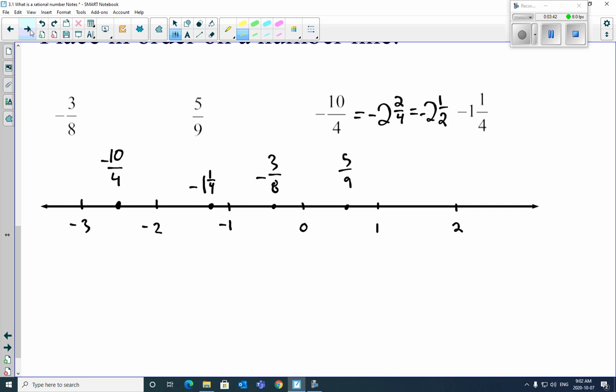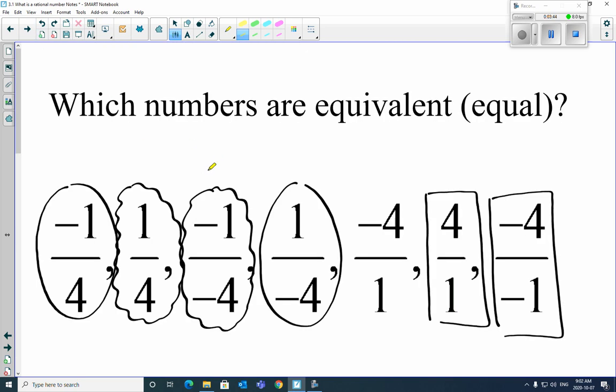Okay, last page. Here we have a bunch of fractions. Some are positive, some are negative. What we want to know is which ones are equivalent or equal to each other. Look at this one: negative 1 over 4 and 1 over negative 4. You see why there are circles around them? Because they're actually the same. It doesn't really matter where you put that negative. You can put it on the top or on the bottom. We normally put it in the middle.